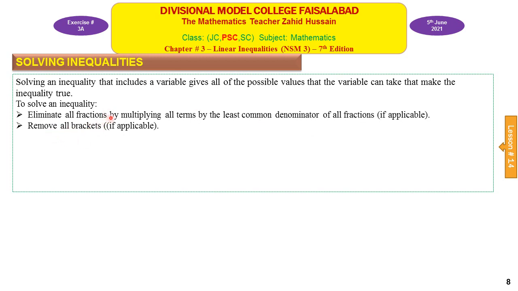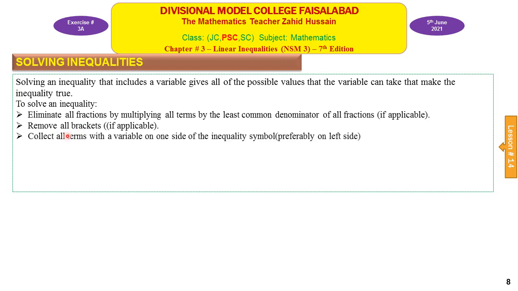So these two steps are subject to the condition. If fractions are there, you will remove the fractions by multiplying each part of the inequality by the LCM of the denominators, and if brackets are there, you will remove the brackets as we did in the previous lessons.